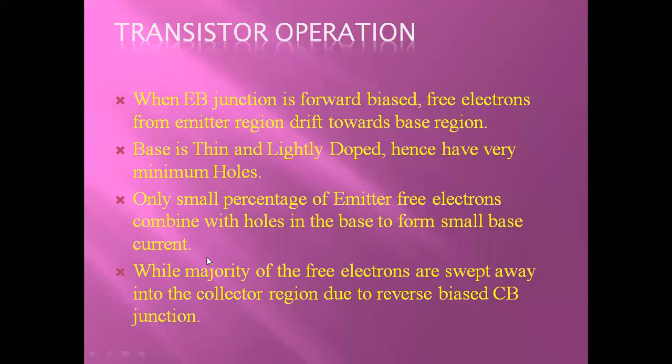Next, the base is a very thin layer, as we have discussed, and very lightly doped. It has very few holes. Hence, only a small percentage of emitter free electrons combine with the holes in the base, forming a small base current. The majority of the electrons are swept away and enter the reverse biased junction, the collector base junction.